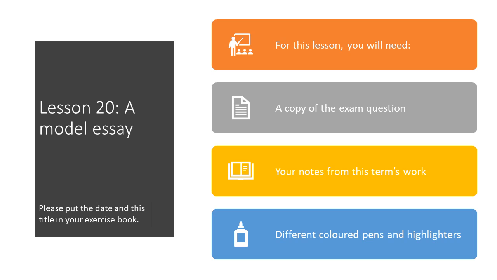Please would you write the date and title, and the title is a model essay. For this lesson, you'll need a copy of the exam question, your notes from this term's work, and different coloured pens and highlighters.